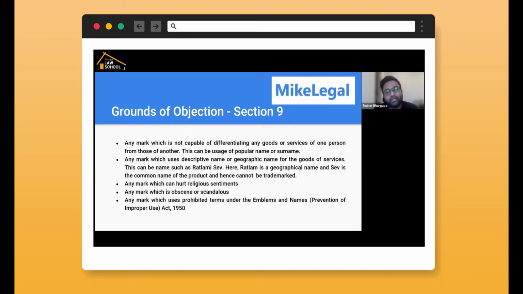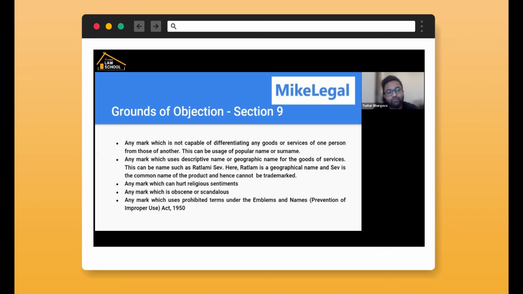So it is extremely important for you to know that in case there is a mark which contains a geographical location, a particular name or term used in the common parlance of the same business, or anything which can hurt religious sentiments, or any mark which is obscene or scandalous, or any mark including terms mentioned in the Emblems and Names (Prevention of Improper Use) Act, all these are going to attract objection under Section 9.